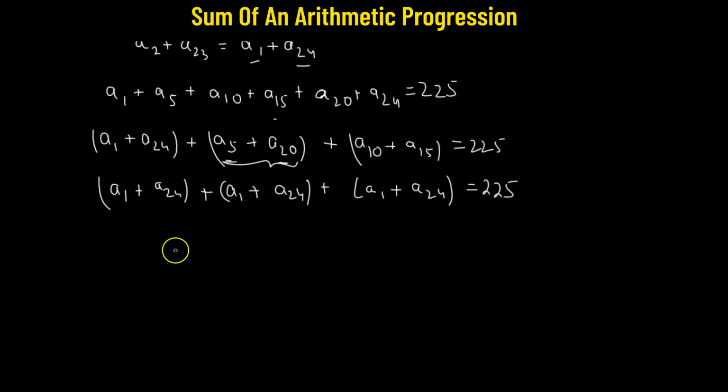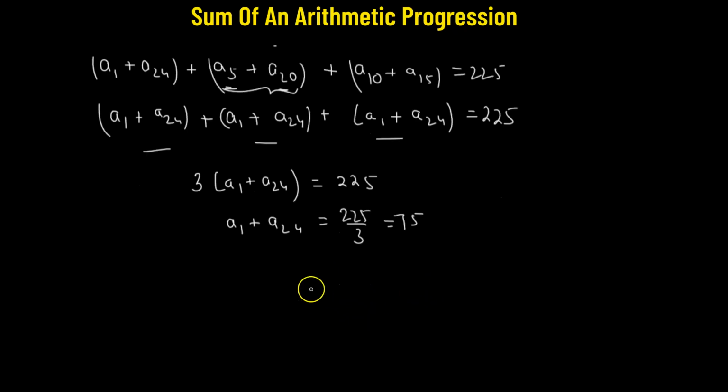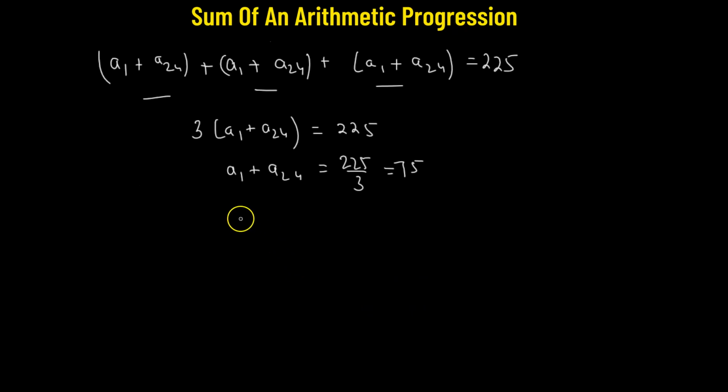So since these three sums are exactly the same, we have 3 times the first term plus the 24th term, which is equal to 225. So we have A1 plus A24 equal to 225 divided by 3, which is 75. Right, so we've obtained that the sum of the first term added to the last term, which is the 24th term, is equal to 75. So we're going to use it.